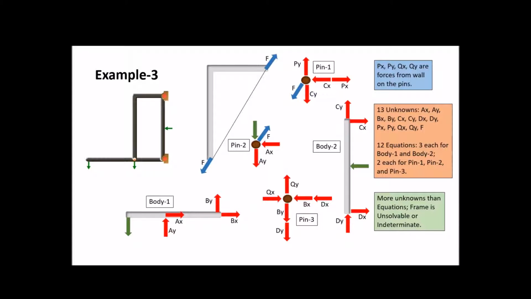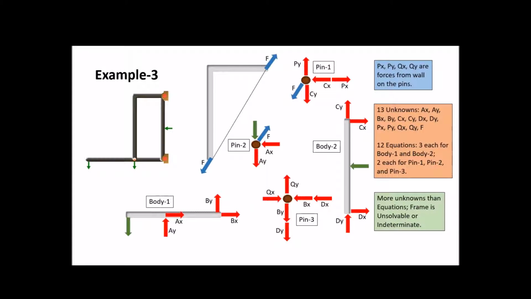So if we total these, our unknowns are AY, AX, BX, BY, CX, CY, DX, DY, PX, PY, QX, QY, and F. And we only have 12 equations, 3 for each of body 1 and body 2, and 2 for each of pin 1, pin 2, and pin 3. So because of this, we have more unknowns than equations once again. The frame is unsolvable or indeterminate in this case.